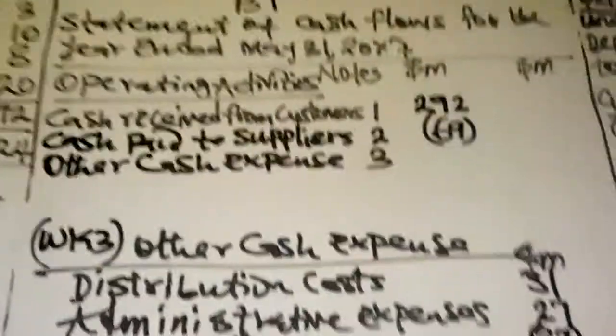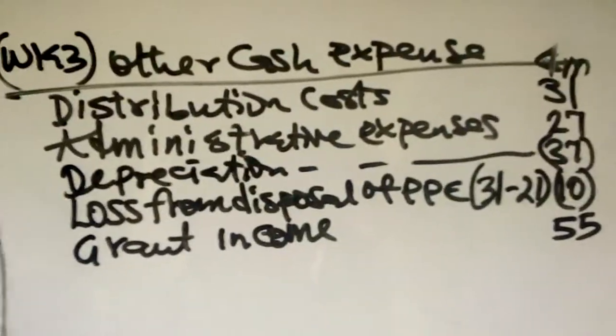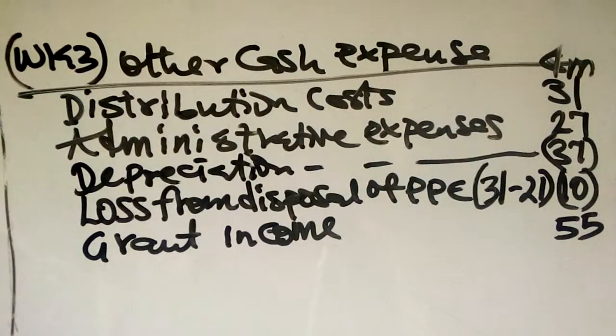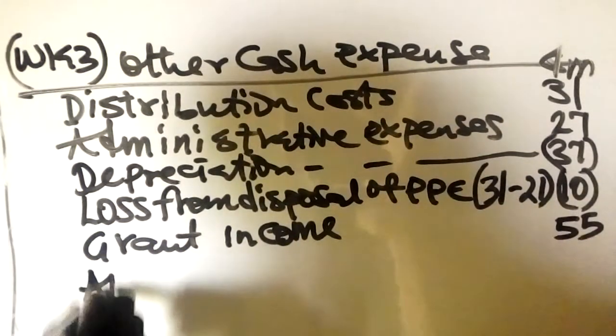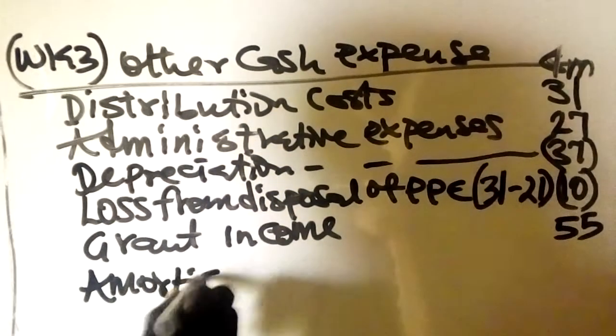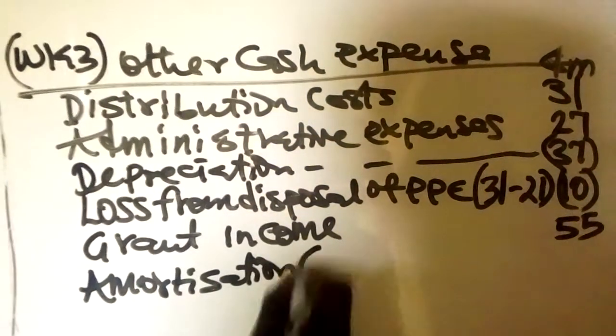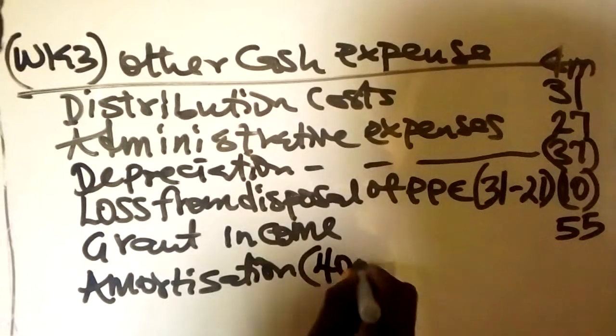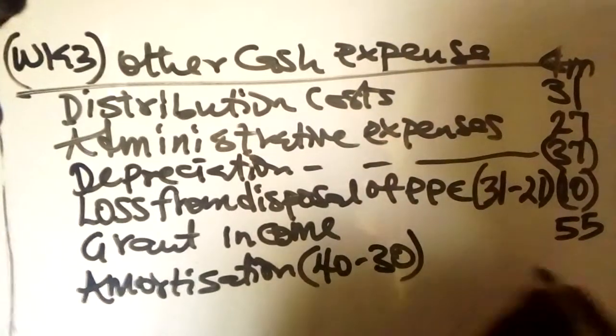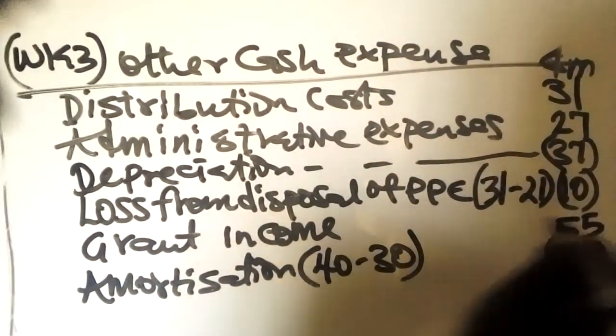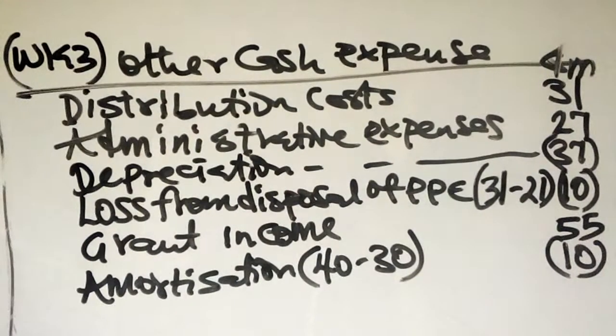Amortization is just like depreciation, except that amortization is the depreciation charge on assets with a legal life. So the amortization of intangible asset is the difference between the 40 million and 30 million. So we have 10 million. We are going to remove it since we have removed the depreciation.